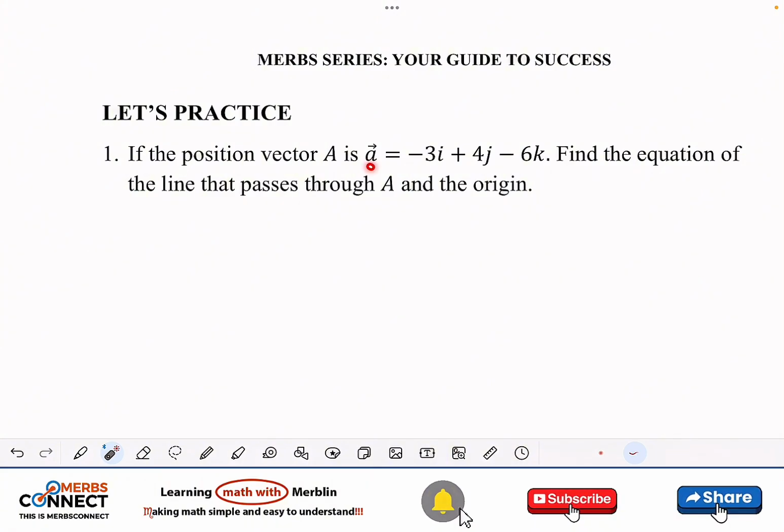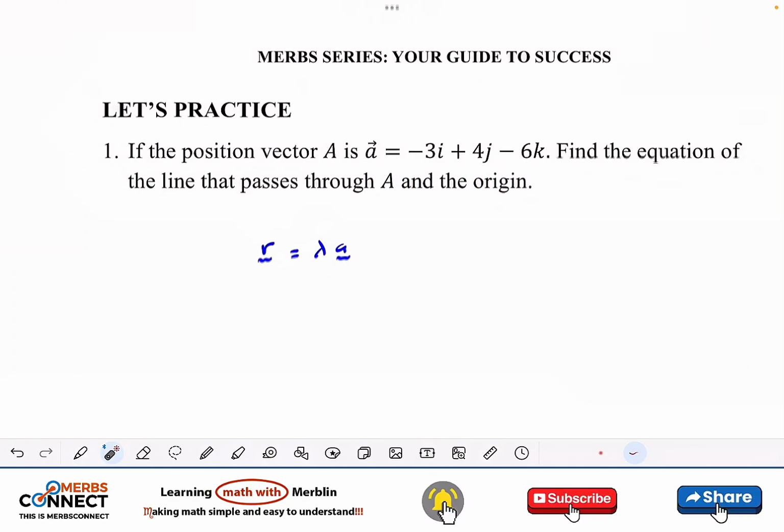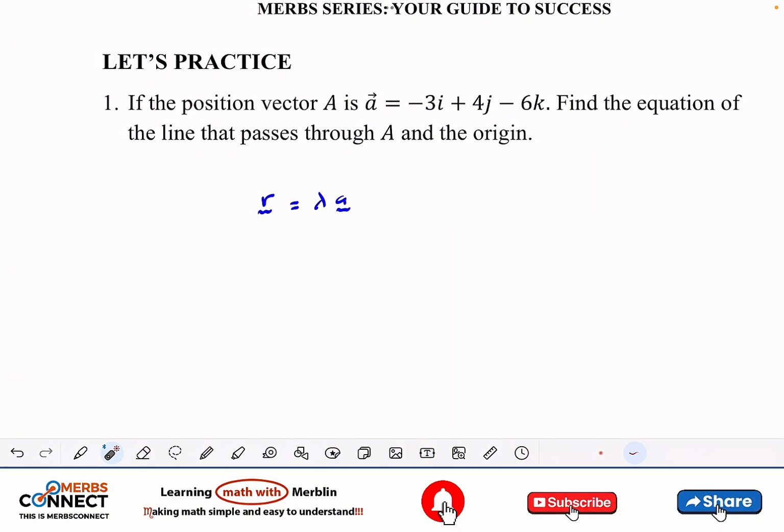If the position vector A is this, find the equation of the line which passes through A and the origin. The first thing I need to recall is that my position vector is equal to lambda A, because this line passes through the origin and the point A. Simple. I will show you how to write it in the parametric equation form, and sometimes if you want to write it in a symmetric form, we will learn how to write it in a symmetric form.